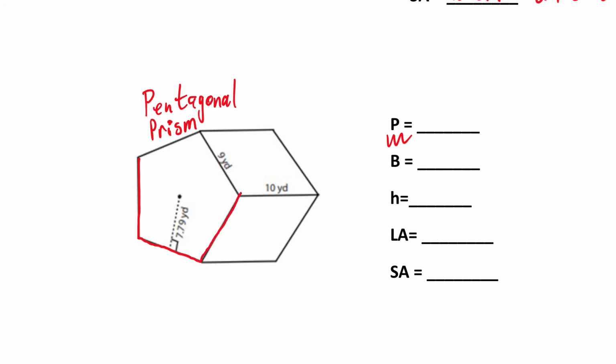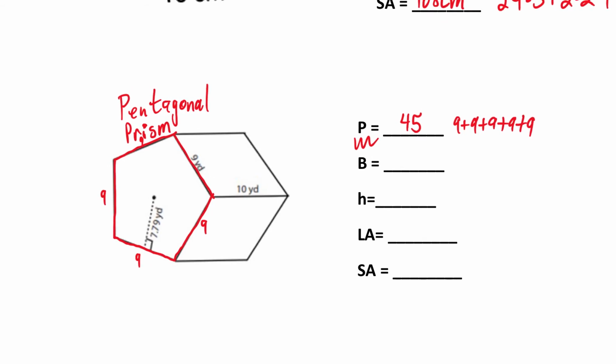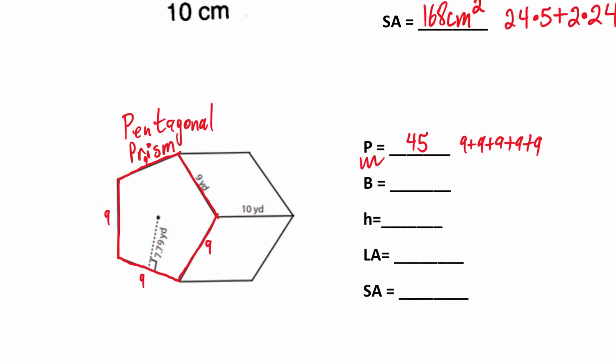All the sides are the same length. So I'm just going to add up 9 five times. So I'm just doing 9 plus 9 plus 9 plus 9 plus 9, which is what? It's 45. Okay, how do we find the area of this pentagon?